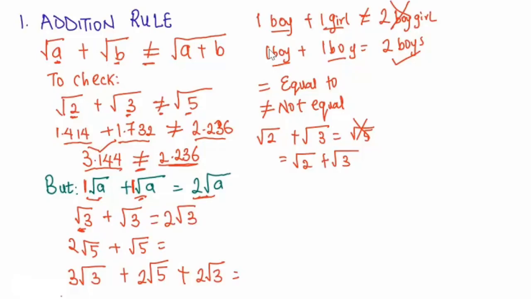Also, in this case, we have 2 root 5 plus root 5. There's an invisible one here. So 2 plus 1 will give us 3 root 5. So the answer to this second question is 3 root 5.